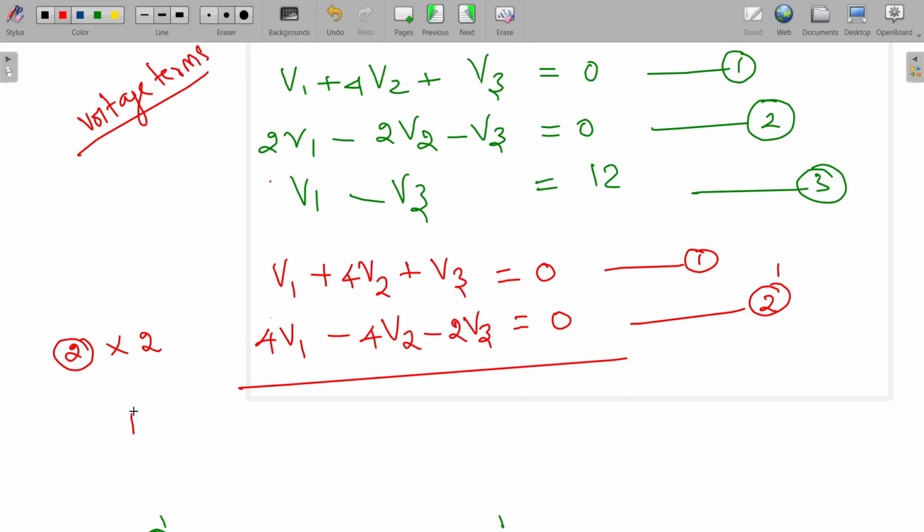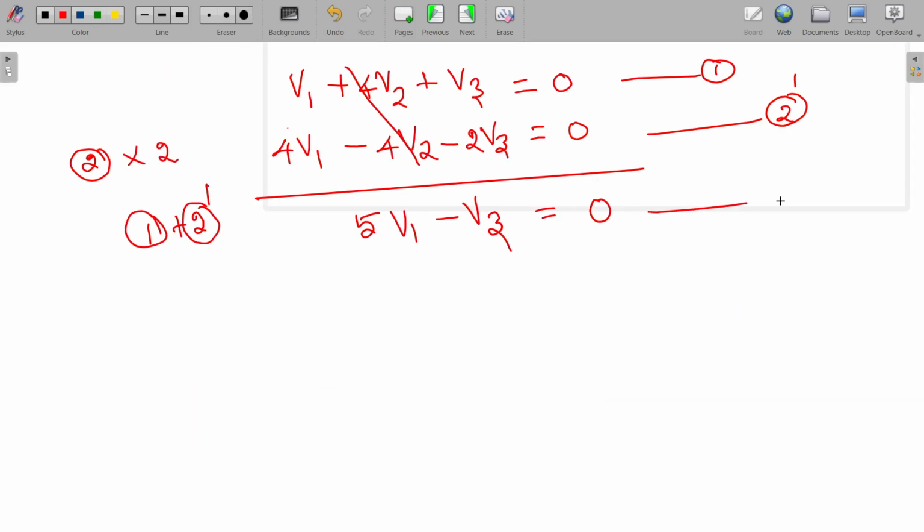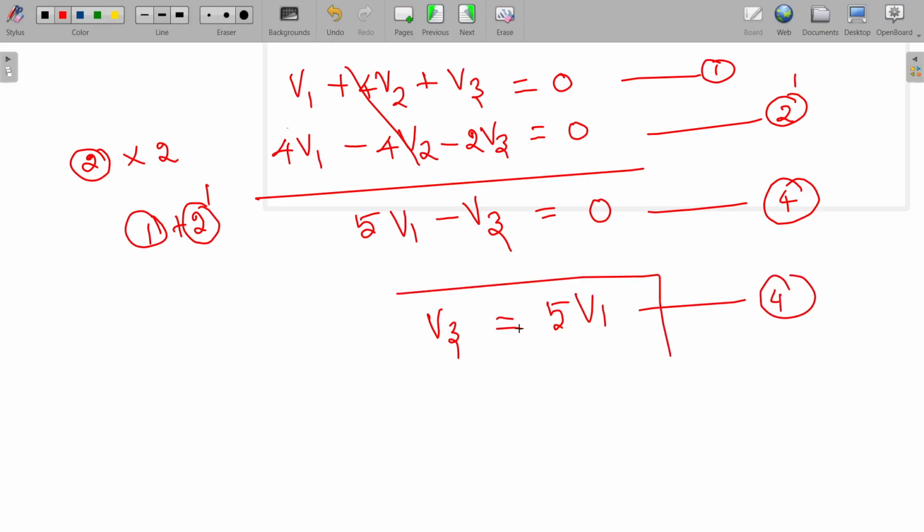Now we can add the first equation with the modified form of the second equation. Then these two get cancelled, so that you will be getting 5V1 minus V3, that is equal to 0. So we mark this as equation number 4. So we can write this as V3 is equal to 5V1. So this is your fourth equation.